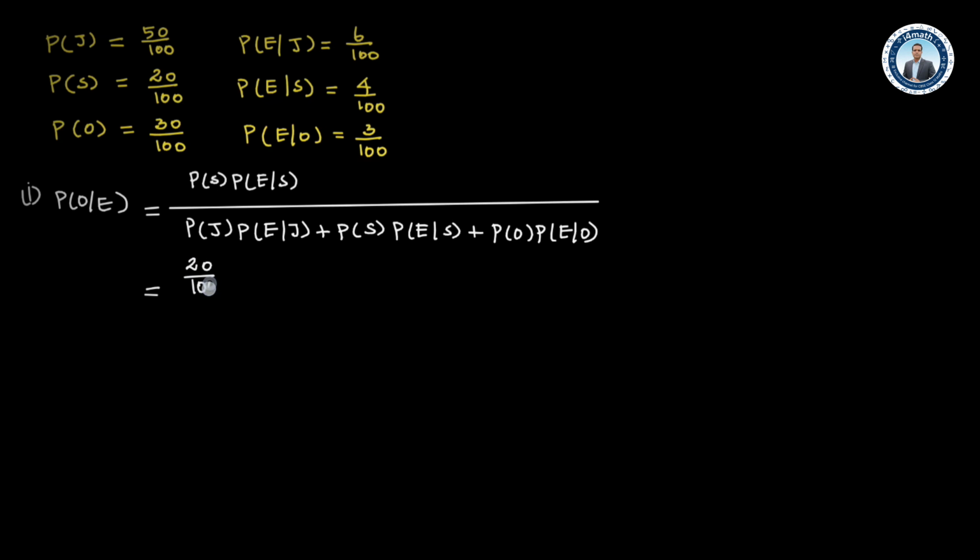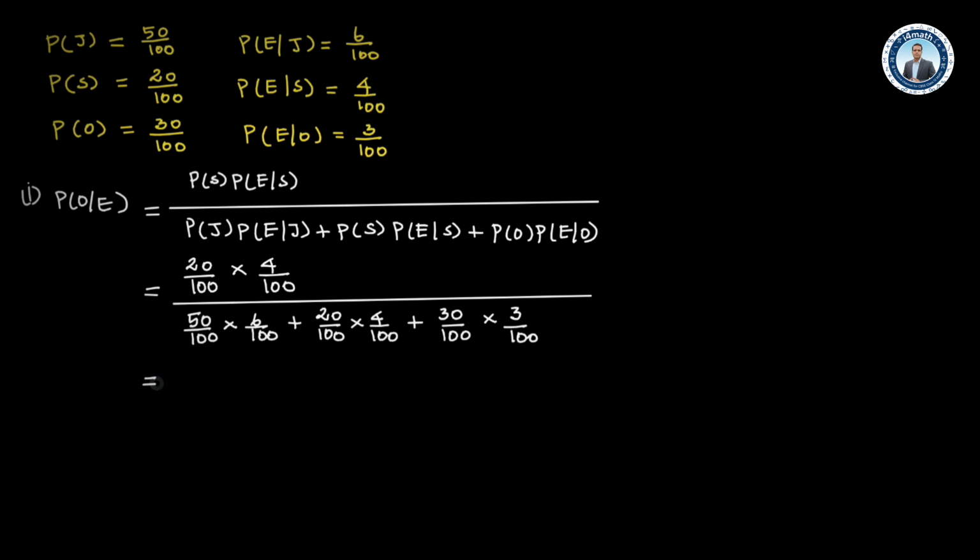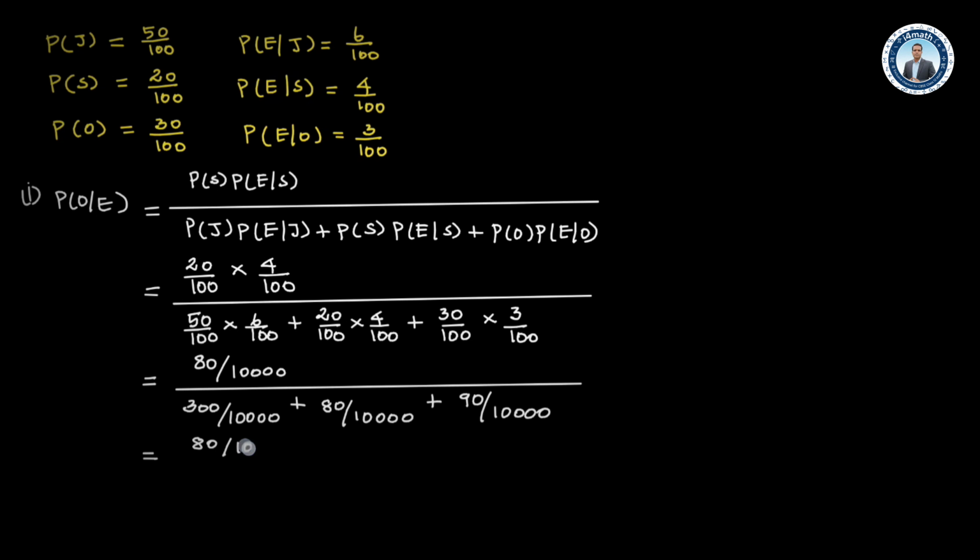20 by 100. P of E given S, 4 by 100. So 20 by 100 into 4 by 100 whole divided by P of J is 50 by 100, P of E given J is 6 by 100, plus P of S is 20 by 100 into P of E given S is 4 by 100, plus P of O is 30 by 100 into P of E given O is 3 by 100. So which is equal 80 divided by 10,000 the whole divided by 300 divided by 10,000 plus 80 divided by 10,000 plus 90 divided by 10,000.